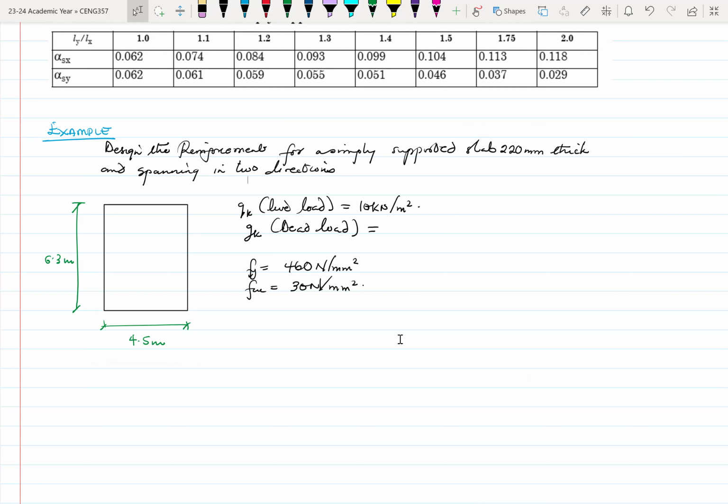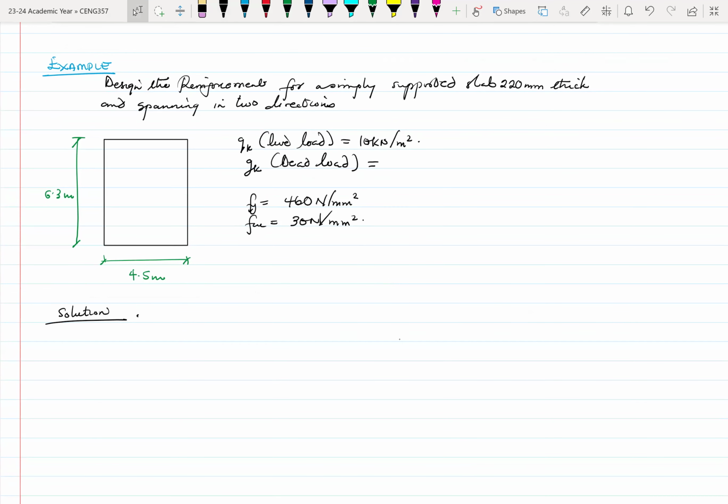So let's just start with a solution. The first thing we need to do is to figure out if our slab is a two-way or a one-way slab.